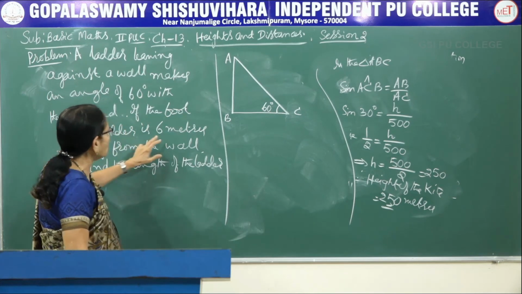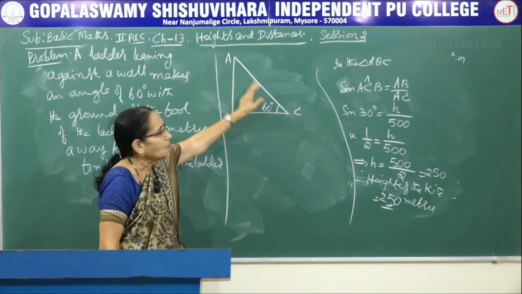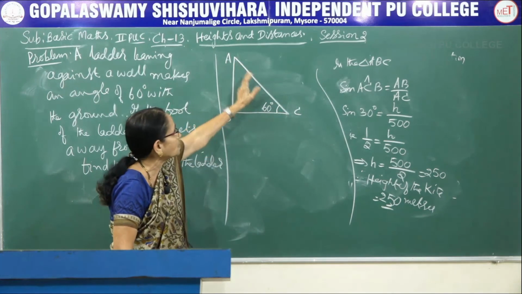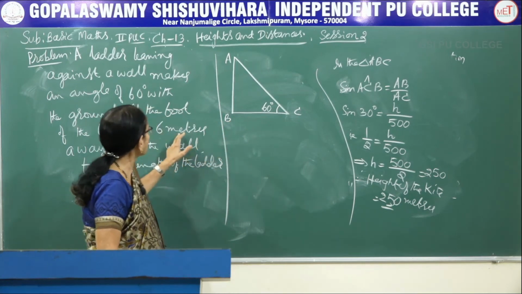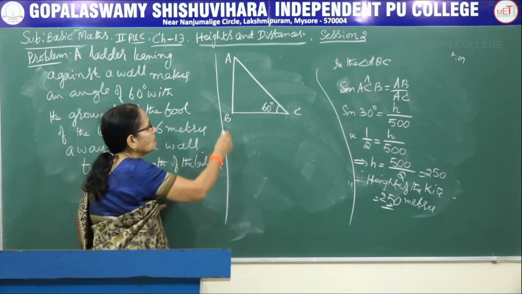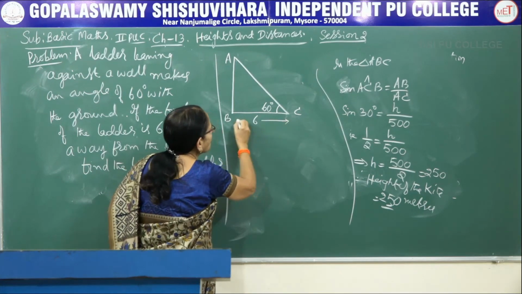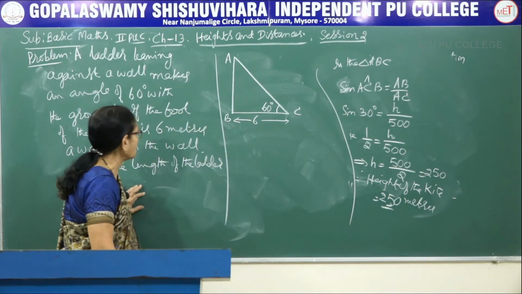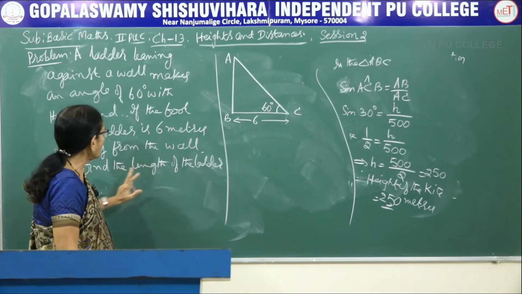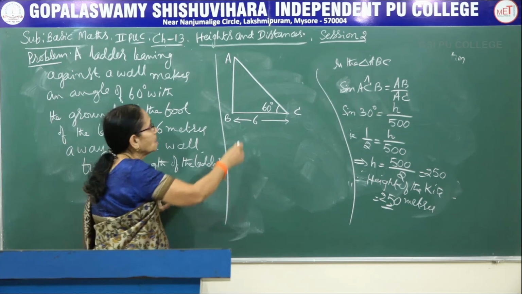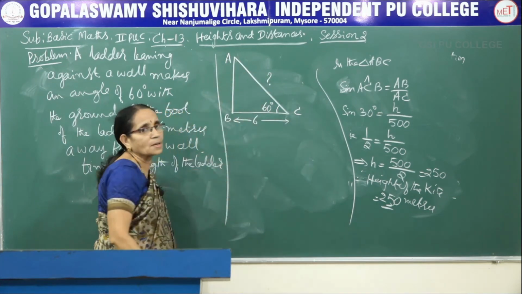If the foot of the ladder, this is the top portion, this is the bottom portion, this is the top end, this is the bottom end. So if the foot of the ladder is 6 meters away from the wall, this distance is given to be 6 meters. So these are the two data. And what do we have to find? From the wall, find the length of the ladder. That means AC has to be calculated.